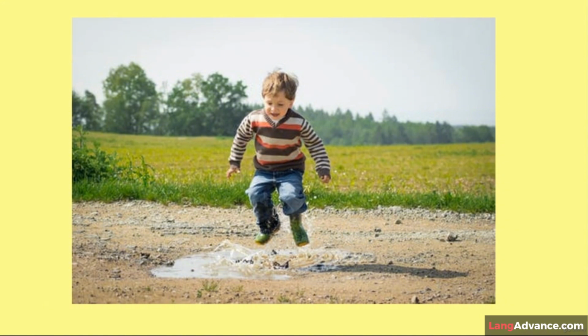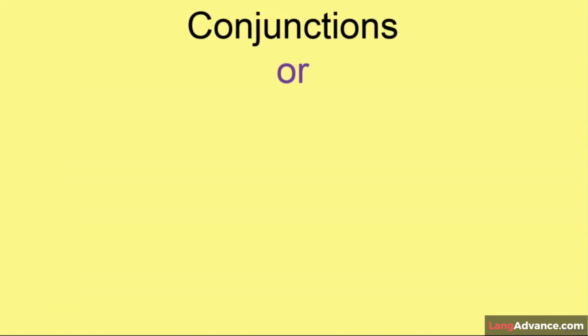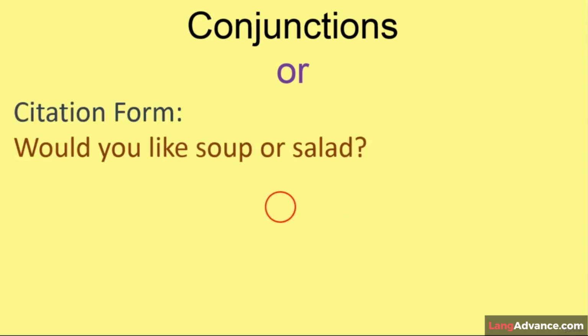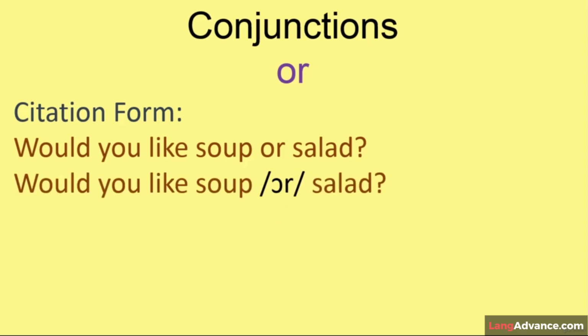Now let's look at the conjunction or. We have this sentence in citation form. Would you like soup or salad? Repeat after me. Would you like soup or salad?